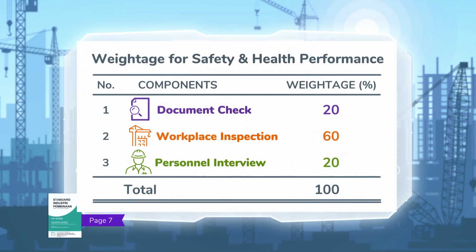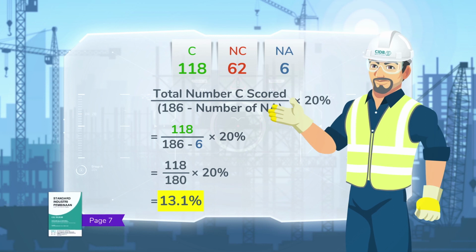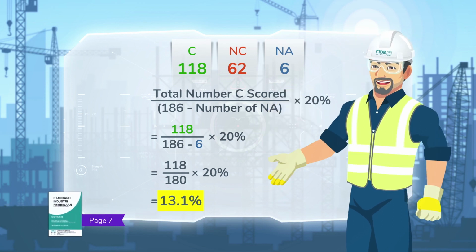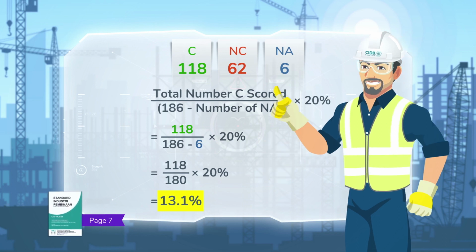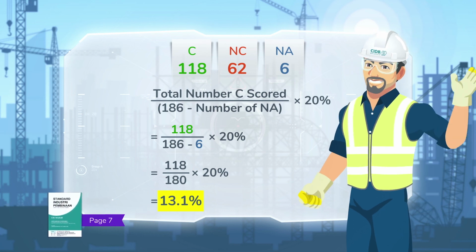Remember this table from part 1? The maximum score for personnel interview is 20%, and the score we obtain is 13.1%. Not a strong score, but not bad either. But hang on, note that this is not the final SHASSIC score yet, because we need to add this score with scores obtained from document check and workplace inspection to arrive at the overall SHASSIC score, which eventually determines the star ranking. We'll do this in the next part of this series of videos.